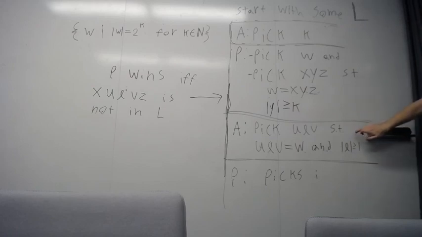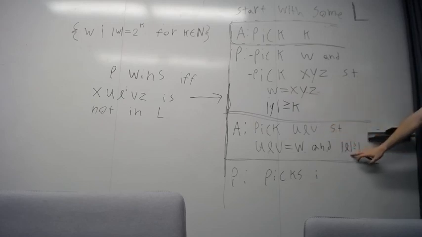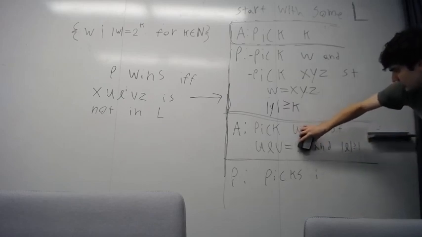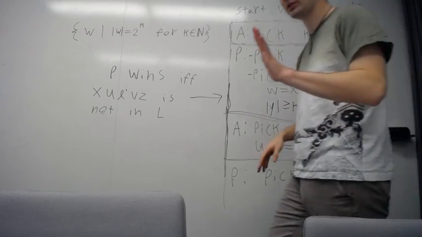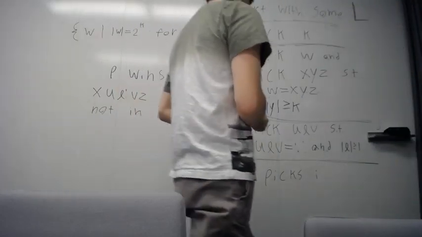Why does the adversary get to pick this next part, though? So now the adversary gets to break up y into 3 pieces, such that the middle piece is non-empty, but u and v can be whatever. Okay? I said w again. This is wrong, I apologize. This is y. Super confusing.